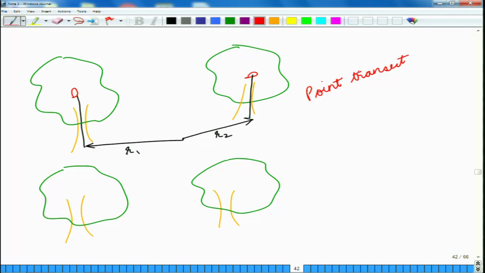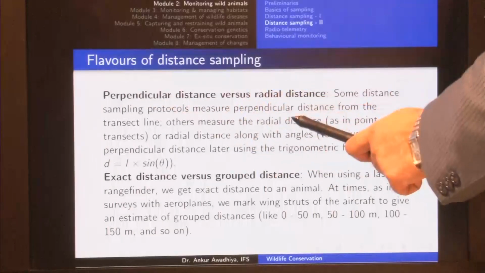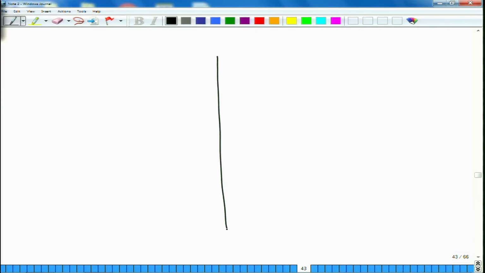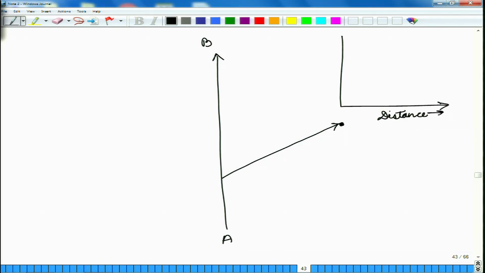Another flavor, as you can see on the slides now, is perpendicular distance versus radial distance. What we mean here is that when we have a line transect, this is the line on which we moved from A to B. At every point when we see an animal somewhere, we want to know its distance from the line transect. If you remember, we had drawn a curve between distance from the line and the number of animals seen. This distance from the line can be given by the straight line distance from the point of observation and the angle that the animal is subtending with the transect line, or it can be given as a perpendicular distance.